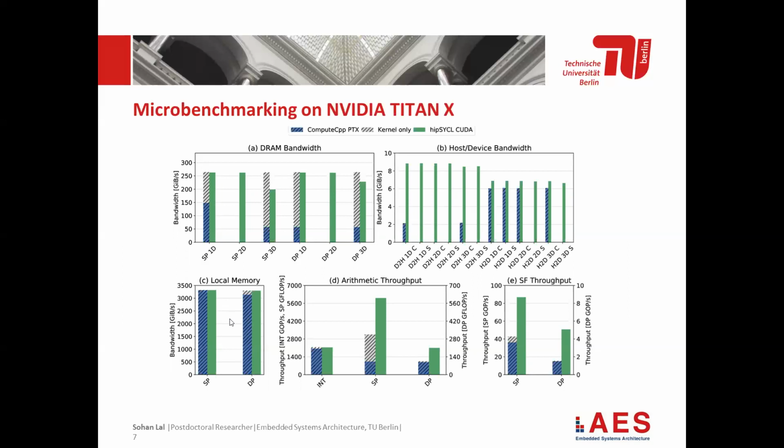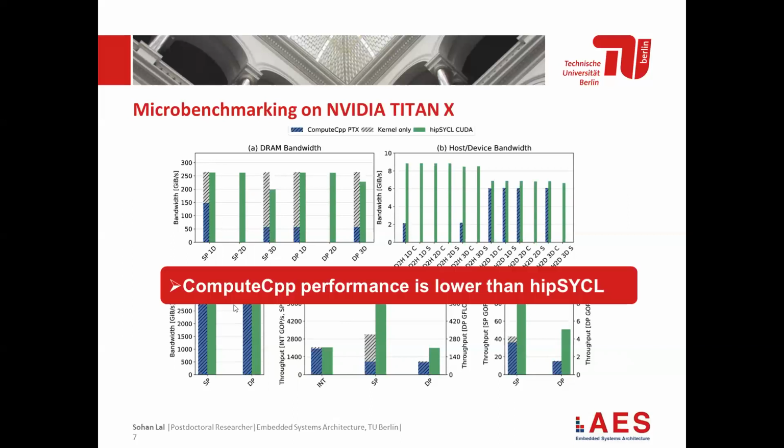The local memory bandwidth is similar in spirit. The arithmetic and the SF benchmarks basically exercise the device main arithmetic units and special function units. As these are bandwidth and throughput results, the higher is better. Except the local memory benchmark, where both HipSYCL and Compute CPP show similar results. Mostly Compute CPP performance is worse compared to HipSYCL, and we think this is primarily due to the experimental PTX backend, which is not fully matured.